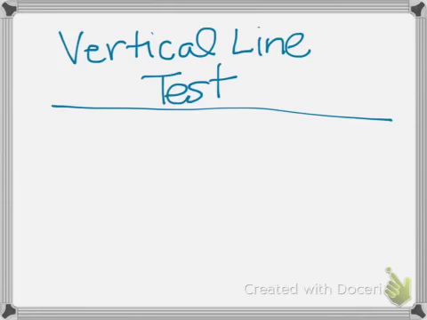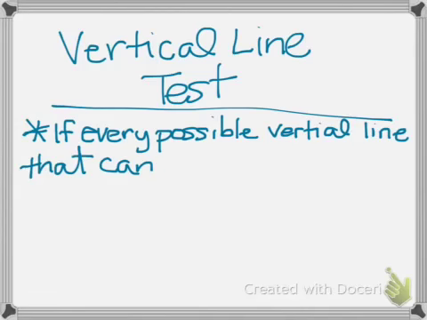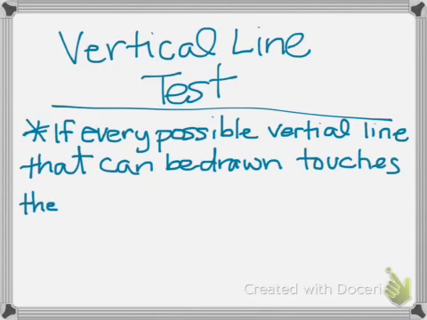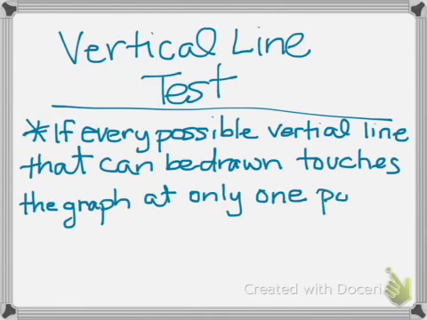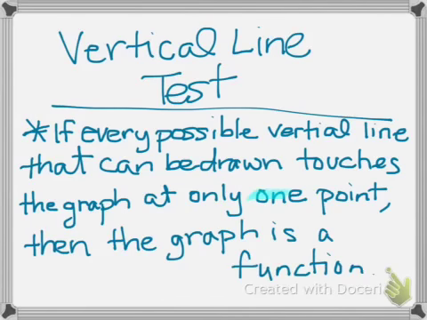Okay, now we will talk about the vertical line test. Basically, the vertical line test is a test that you can use to visually see if something's a function. And the rule says if every possible vertical line that can be drawn touches the graph at only one point, then the graph is a function. So essentially, if you draw a vertical line and it only touches once, it's a function.